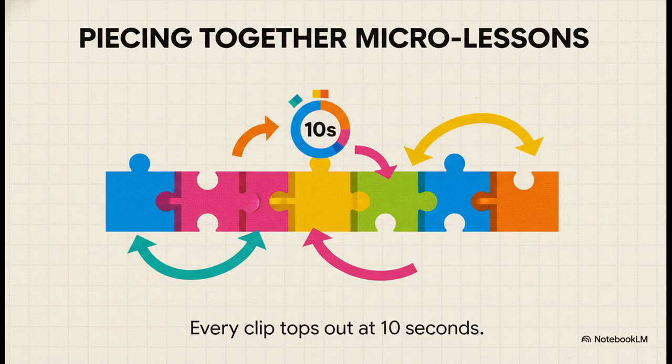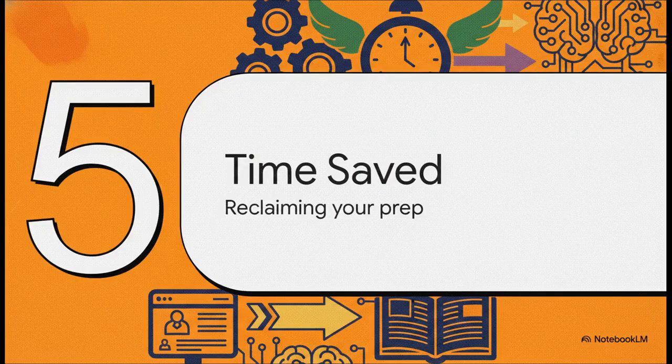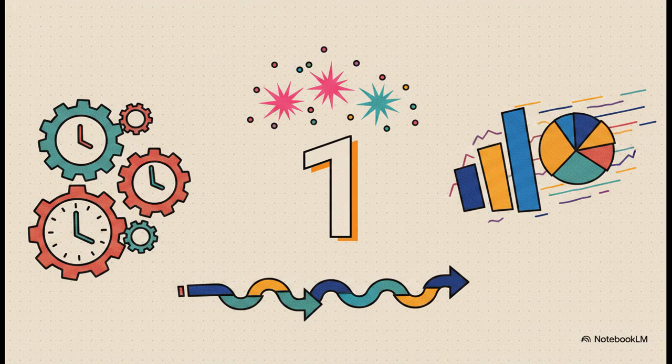out a larger presentation. Let's wrap things up with Section 5, time saved for teachers. Let's bring this all together by focusing on what this actually means for your extremely limited prep time. 1. That is the number of minutes it takes to generate a professional-looking chart animation using Gemini Omni. Just let that sink in for a second.